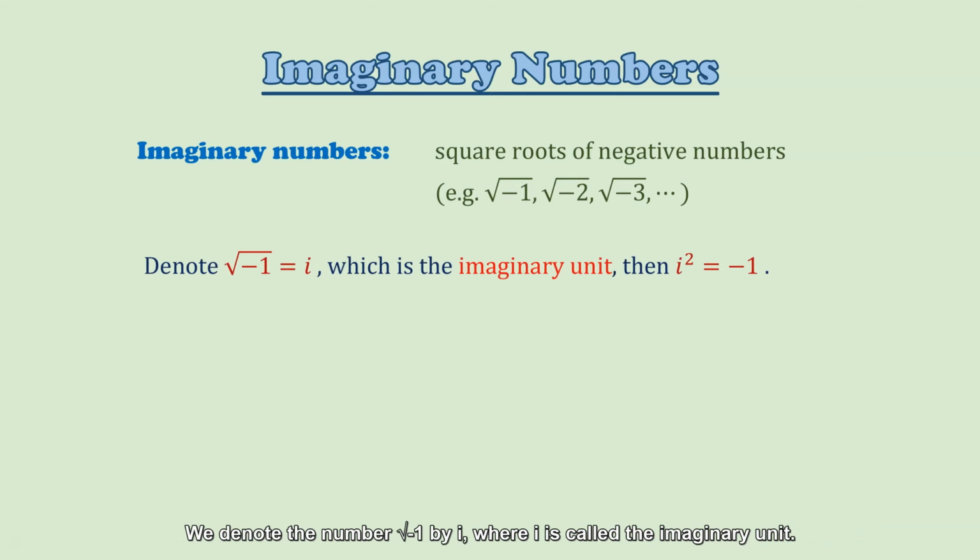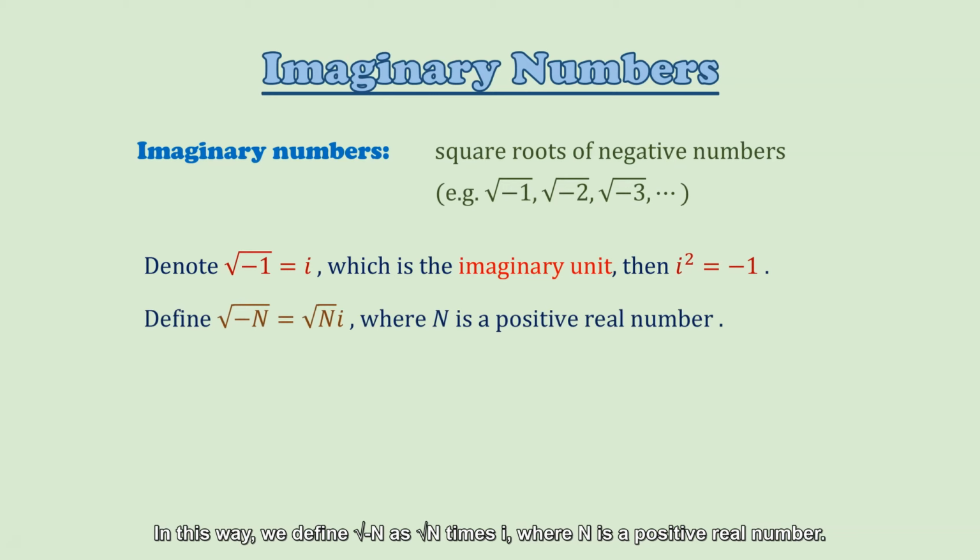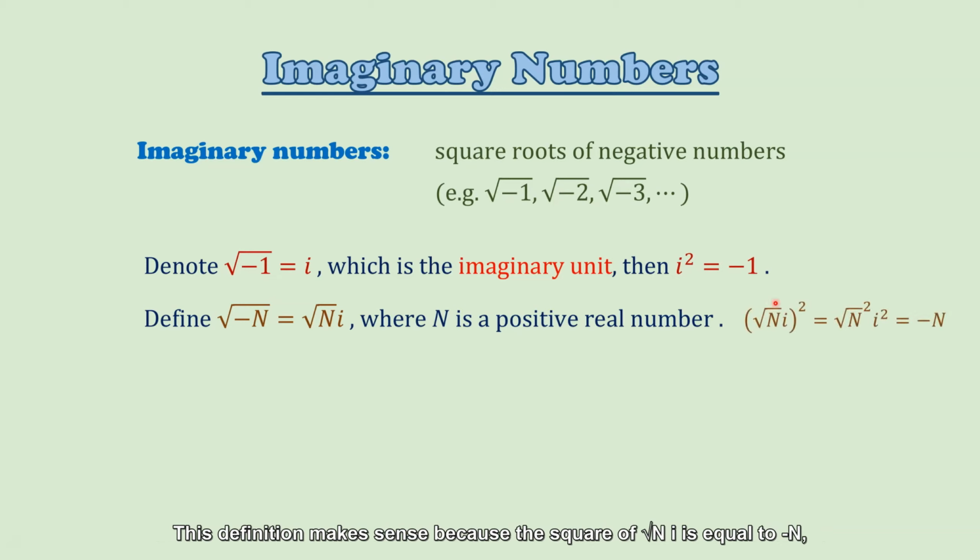We denote the number root minus 1 by i, where i is called the imaginary unit. Then we know that i squared is equal to minus 1. In this way, we define root minus n as root n times i, where n is a positive real number. This definition makes sense because the square of root n times i is equal to minus n, if we are allowed to apply the laws of integral indices. With this notation and definition related to imaginary numbers, we can do arithmetic involving imaginary numbers.